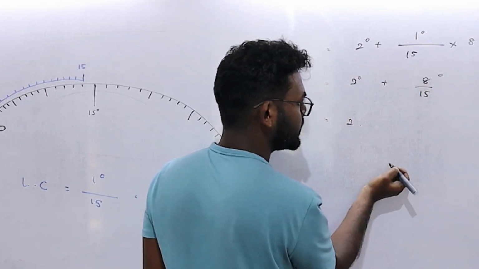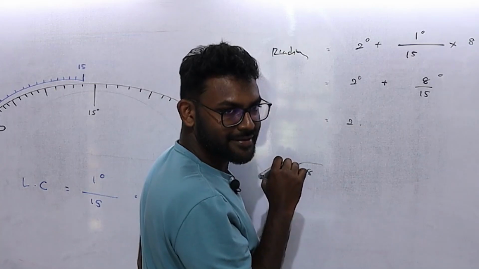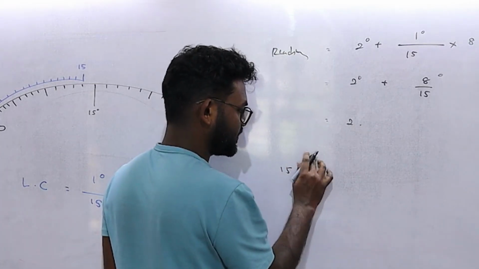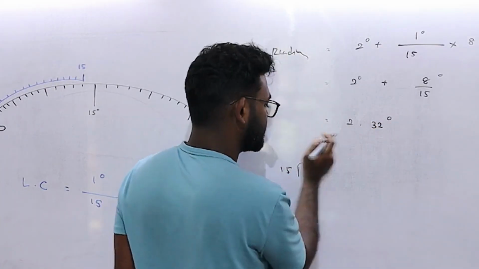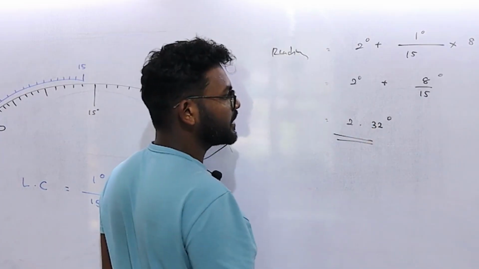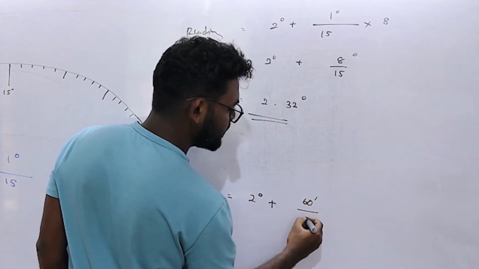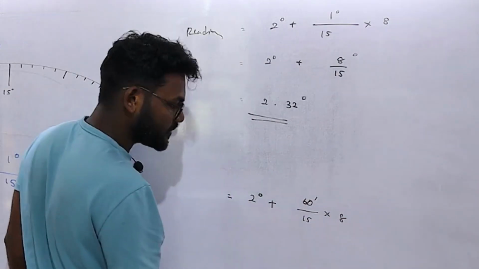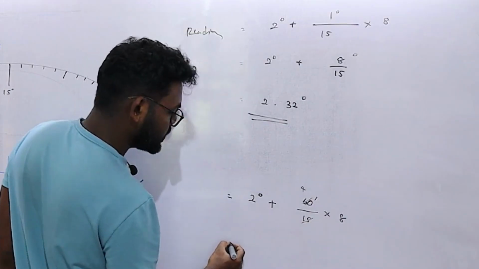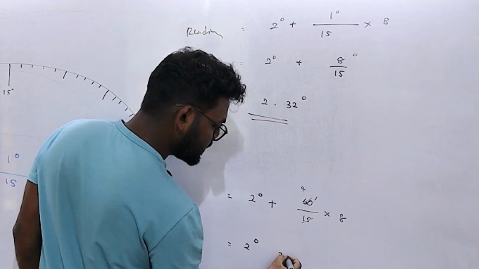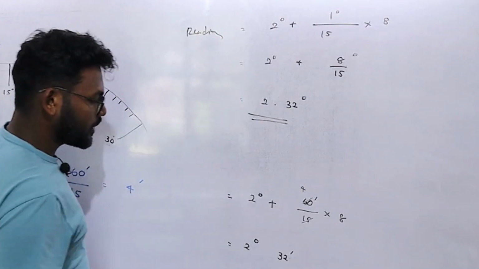So 2 plus 8 over 15 is going to be, what's the value you got? 32. Okay. So it is 2.32 degrees. Alright, great. So you can write it this way, or else you can just write like this. Reading is going to be 2 degrees plus 60 minutes divided by 15 into 8. That is coinciding. So this cancels off to 4, and 4 into 8 is 32. So it's going to be 2 degrees and 32 minutes. You could write like that too. Okay, either way it works.